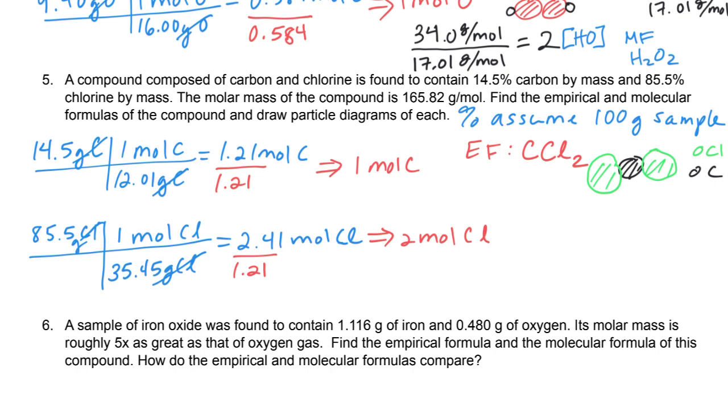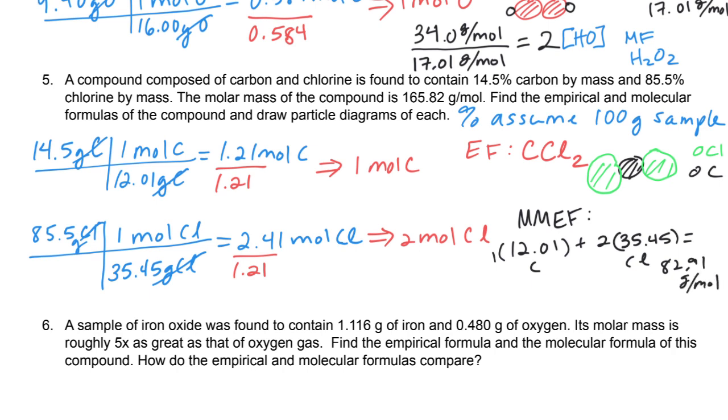And remember that we need to find the ratio of the compound molar mass that was given to us in the problem and the molar mass of this empirical formula. So we need to calculate the molar mass of the empirical formula, which means I need to add together 12.01 for my carbon, and then I have 2 chlorines, so 2 times 35.45 for the chlorines, and that will get me a molar mass of 82.91 grams per mole.